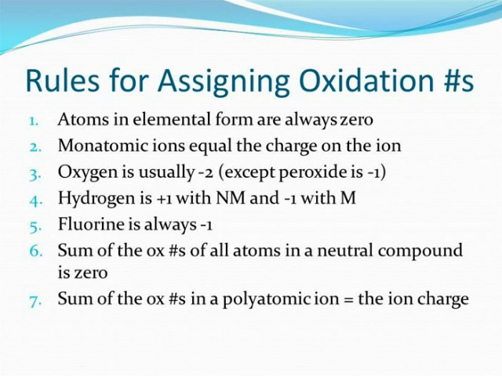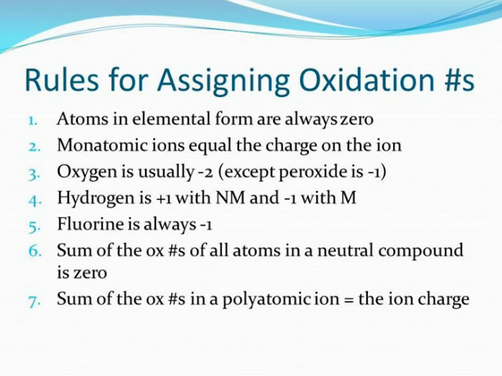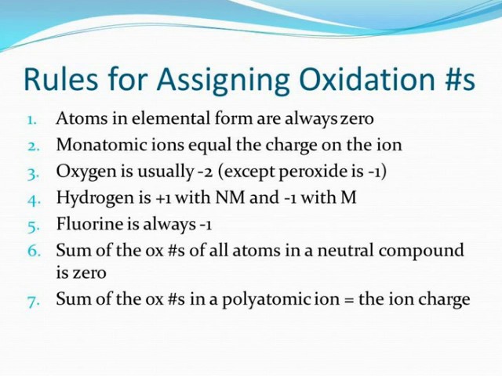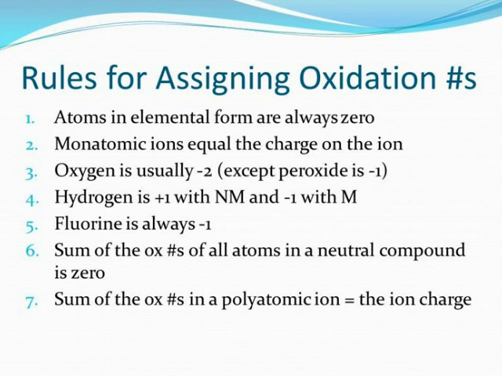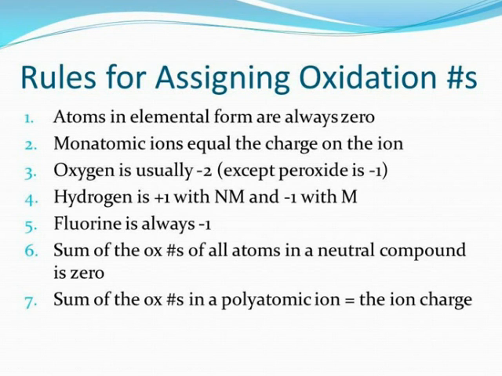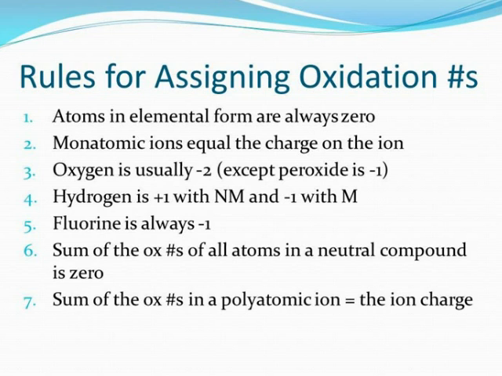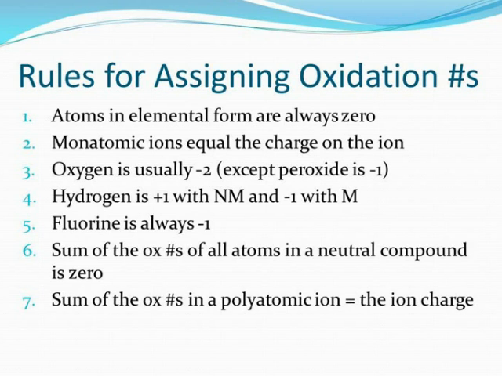Elemental form, always 0. And remember, things that are diatomic, that are naturally two together, and that would be nitrogen, oxygen, fluorine, chlorine, bromine, and iodine. If those are like N2, O2, F2, Cl2, I2, Br2, those are always 0 with their oxidation numbers. If it's a monatomic ion, a one-atom ion, the oxidation number is the charge. Oxygen is almost always -2 unless it's peroxide. In that case, it's -1. Peroxide is the O2 2- ion. Hydrogen is +1 with nonmetals and -1 with metals. Fluorine is always -1 when it's combined.